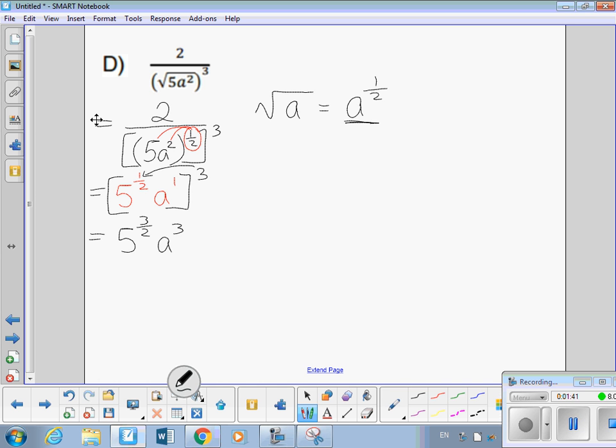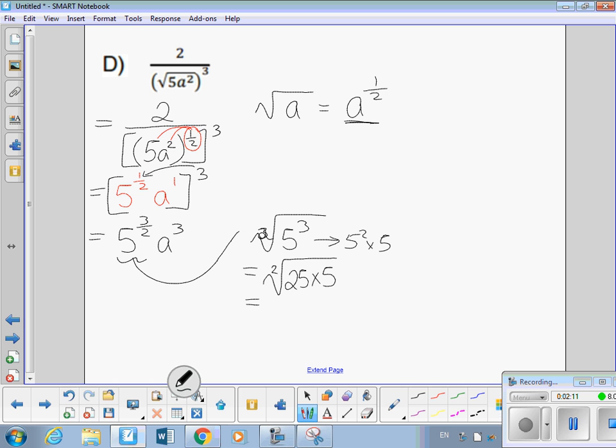Now, I'll be perfectly honest, you could go a little bit further with this one if you so wished, because that is the same as going 5 cubed, which is the same as, oh, sorry, that should have been a 2 here, the square root, and that's the same as 25 times 5, right? Because there's a 5 squared in there as well as another 5. And I know this 25 is the perfect square, so that could be 5 square root 5.